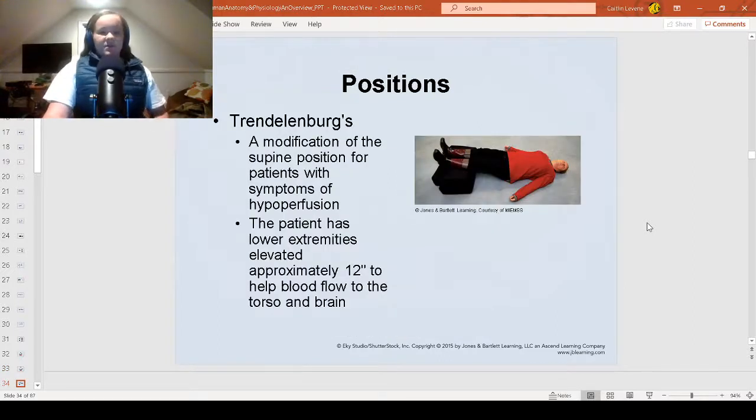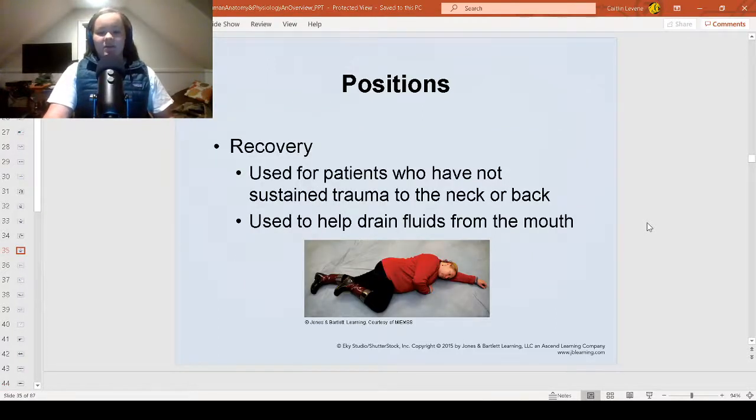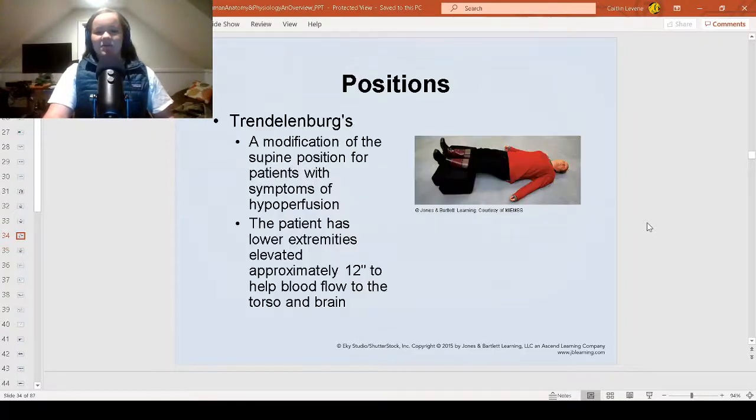The Trendelenburg position is a modification of the supine position for patients with symptoms of hypoperfusion. Hypoperfusion basically means extensive sweating. The patient has lower extremities elevated approximately 1 foot to help the blood flow to the torso and the brain. This is also known as the recovery position, or not. It is called the recovery position for stroke victims, however.